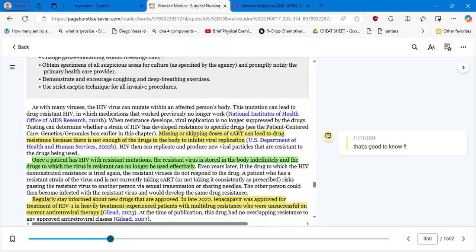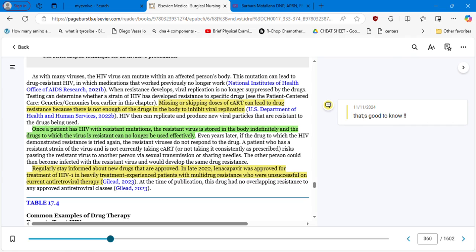So, very important: missing or skipping doses of cART, the combination antiretroviral therapy, can lead to drug resistance because there is not enough of the drugs in the body to inhibit viral replication. That's good to know. It's coming on the exam. Missing or skipping doses of cART can lead to drug resistance because there is not enough of the drugs in the body to inhibit viral replication.